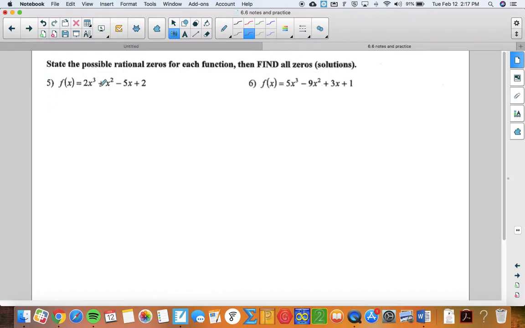So here we go. Our constant. So we're going to factor the constant, which is 2. And we're going to factor the leading coefficient, which is 2. So the factors are 1 and 2, and 1 and 2.